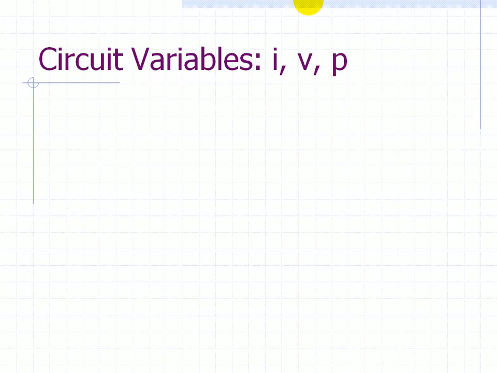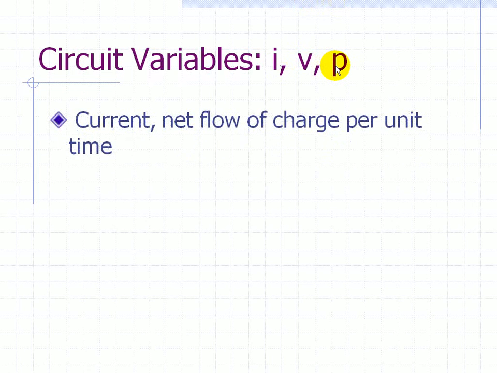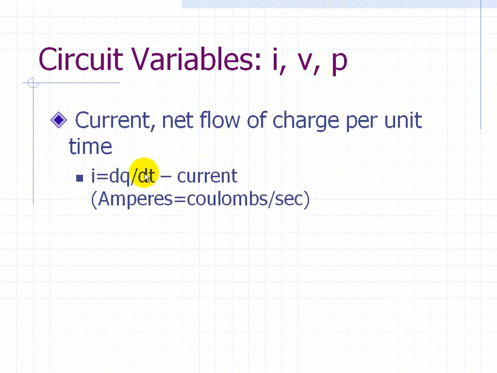Now we're going to look at some circuit variables, namely current I, voltage V, and power P. First of all, current is the net flow of charge per unit of time. Express this in terms of derivatives. The current is the first derivative of the charge with respect to t, or time. And this is how we define current.